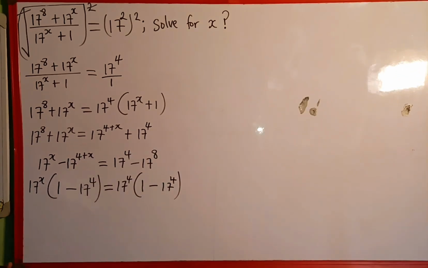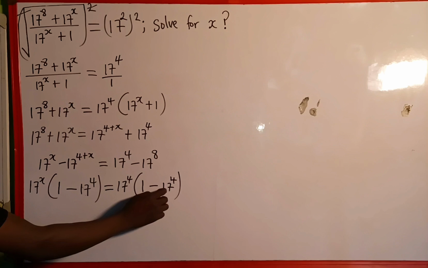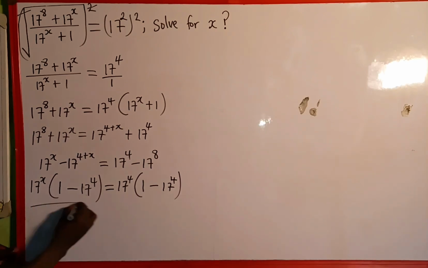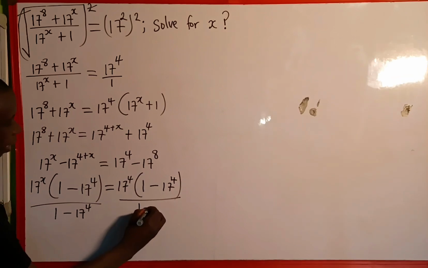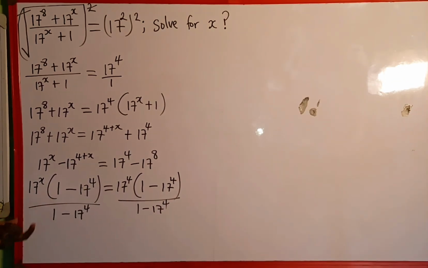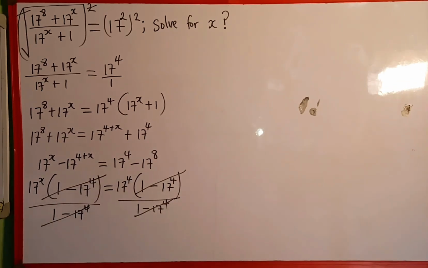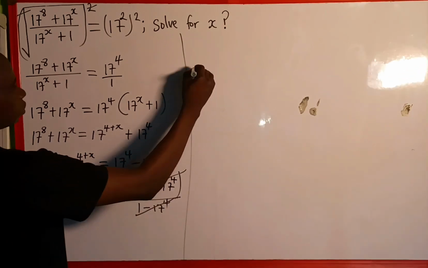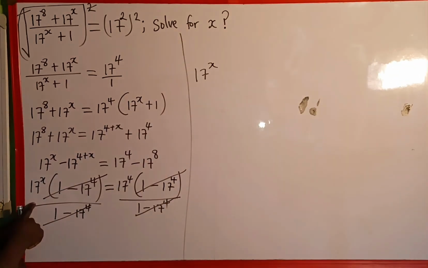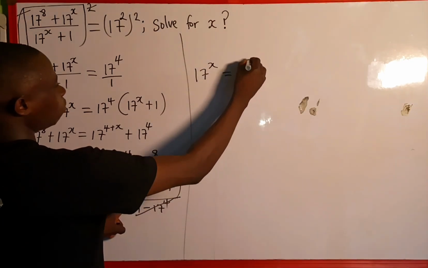Now what do you notice? In the left hand side we have 1 minus 17^4. Then in the right hand side also we have 1 minus 17^4. So we can divide both sides by 1 minus 17^4. Remember, this is multiplication and this is multiplication, so this can cancel this, then this will also eliminate this. We are left with what? 17^x in the left hand side, which is equal to, in the right hand side we are left with 17^4.